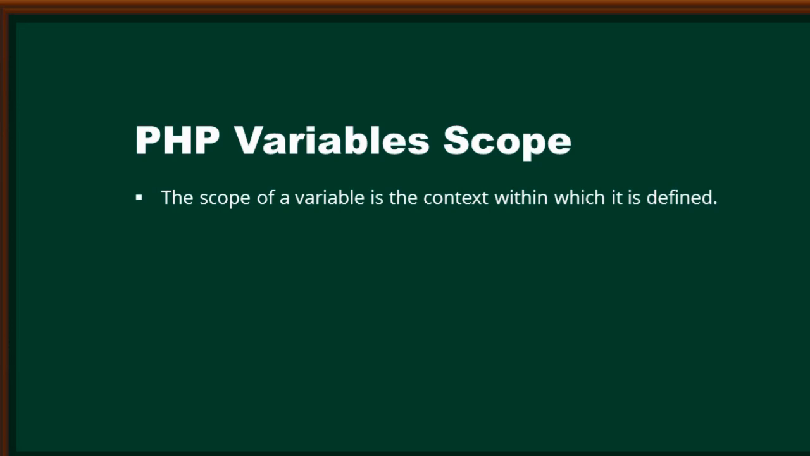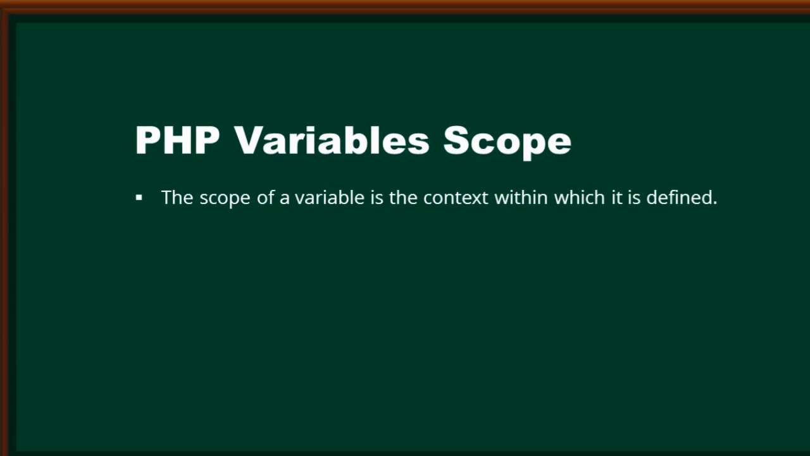Also, when you create variables in PHP, you don't have to tell PHP the data type of the variable. PHP will automatically convert the variable to the correct data type depending on its value. So whatever value you give your variable, PHP will use that to convert it to the correct data type.